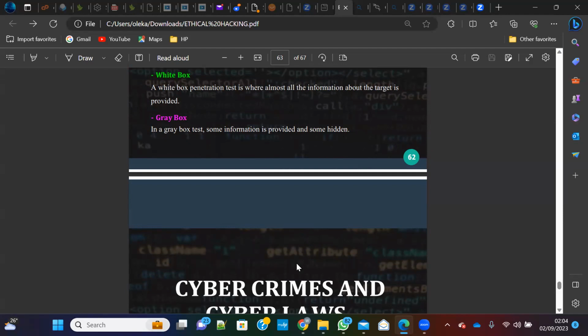But if it's a black box, you have to look for the credentials. You have to look for the credentials. Okay, you have to crack your head to find the information. So for gray box, some information is provided while some is hidden.